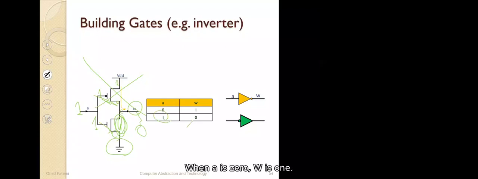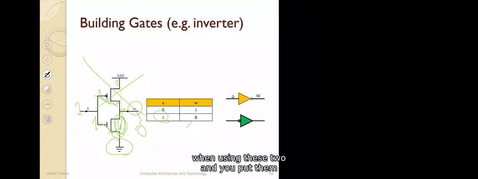When A is 0, W is 1. So what is this? This is an inverter. When input is 0, output is 1. When input is 1, output is 0. So this is an inverter. So we have built an inverter using 2 transistors. If you remember, whenever I wanted to count the transistors, I put 2 on the inverter.